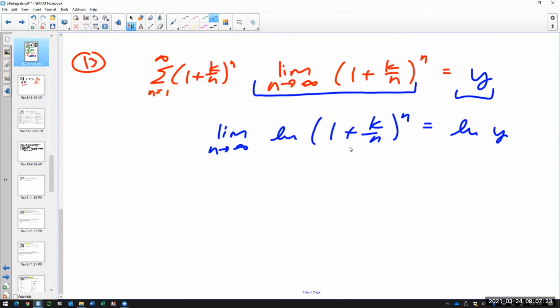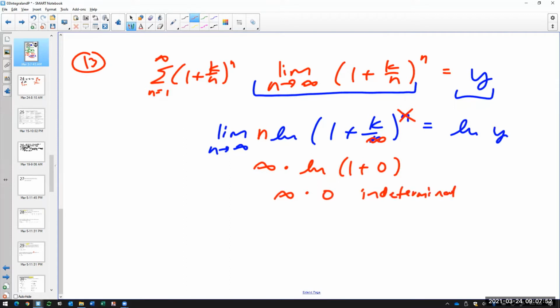Now I'm going to take the limit of that, or no, then I switch the log and the limit. Because of log properties, it allows me to move my n right there. And now I'm just going to work the left side. If I plug in infinity, I'll get infinity times ln of 1 plus 0, since this is a constant that goes to 0. So this is infinity times 0. Infinity times 0 is indeterminate.